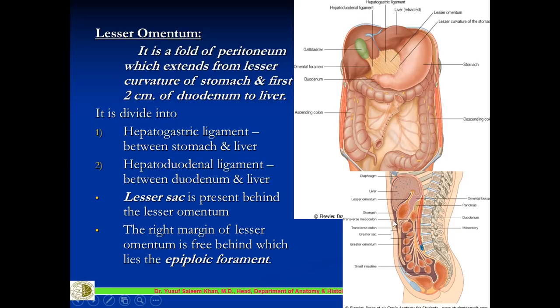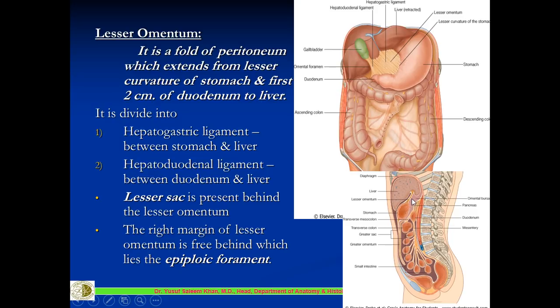So this whole cavity is called the greater sac. Here in this picture, which is seen from the side, you can imagine this. This is the lesser omentum, the thin peritoneal membrane extending from the stomach and duodenum to the liver, from the lesser curvature of the stomach as well as the duodenum to the liver. So this is called the lesser omentum.